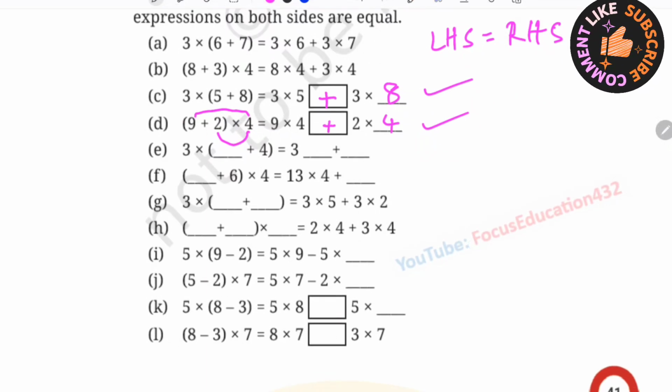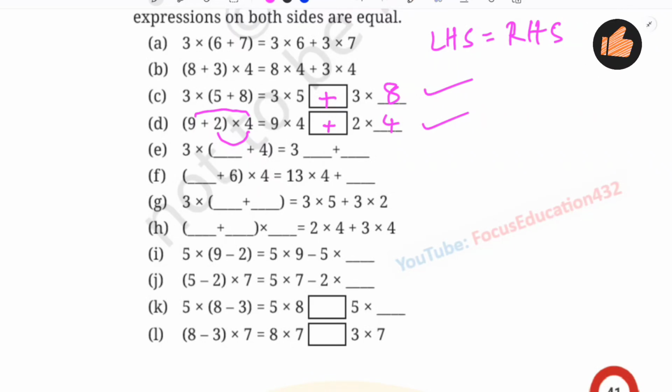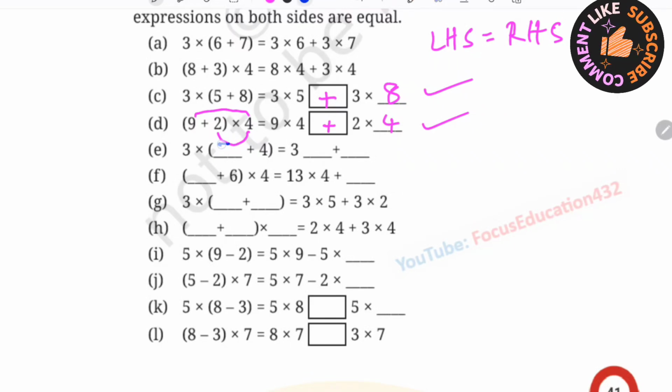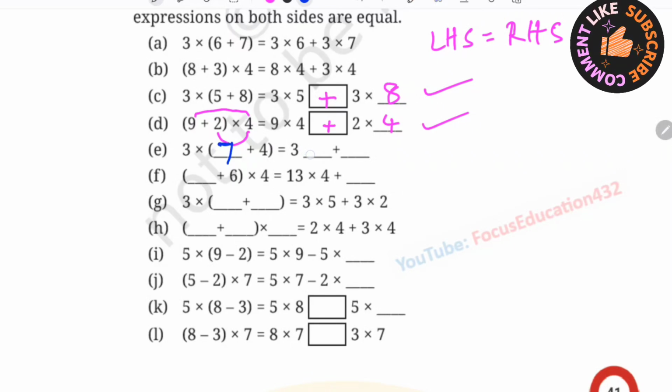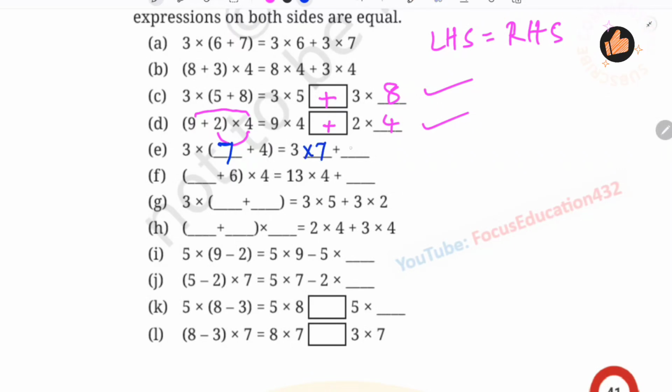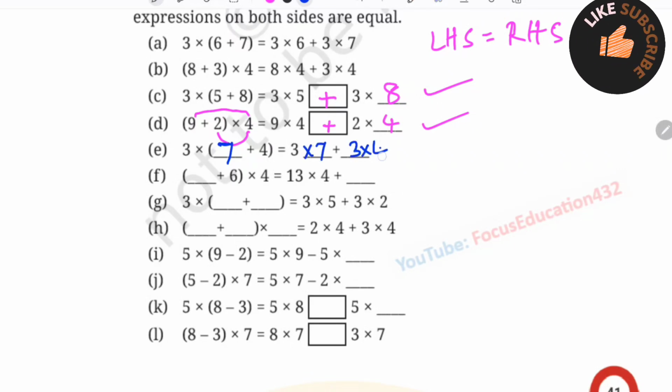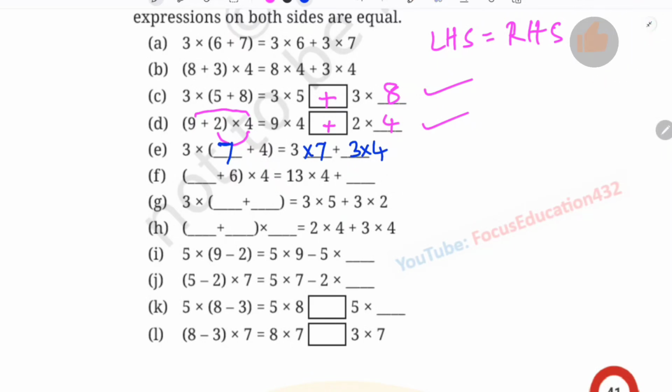Then the E bit. 3 here you see now. 3 multiplied by dash plus 4. For example, here you can write any number. If you write here, for example, 3 multiplied by 7, then 7 plus 4. What will happen? So this is 3 multiplied by 7 plus 3 multiplied by 4. So this number is your choice. 7 or whatever you want to write, you can write.